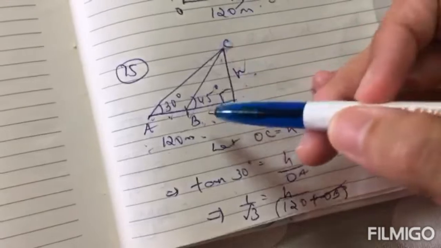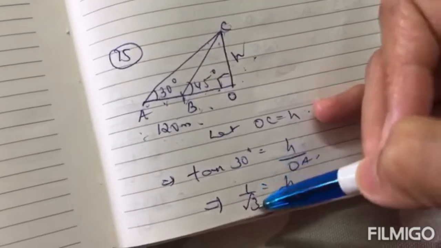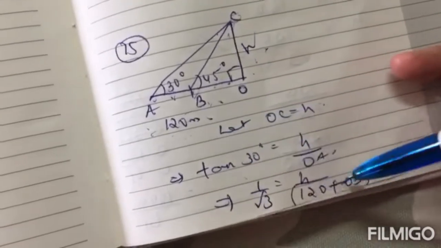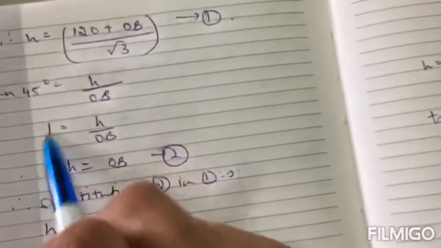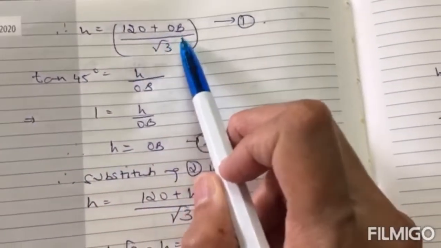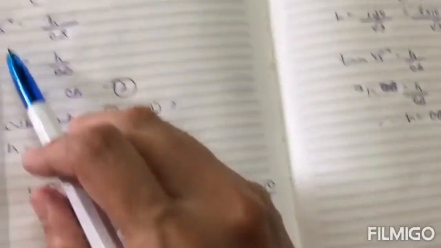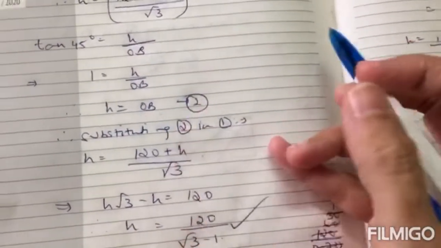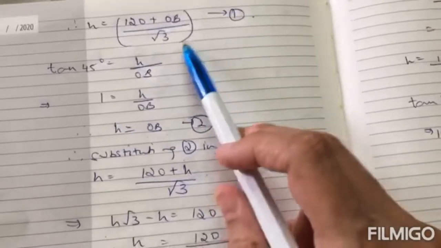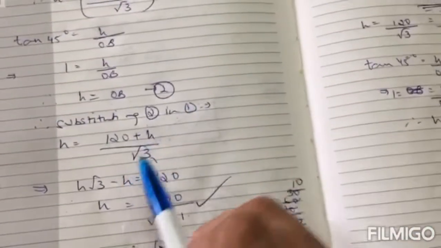So tan 30 is equal to h divided by OA. Tan 30 is 1 by root 3, so 1 by root 3 equals h divided by OA. OA can be written as 120 meters plus OB, correct? Therefore, you get h is equal to 120 plus OB divided by root 3. For the second triangle, tan 45 is equal to h divided by OB. We know that tan 45 is equal to 1. So 1 equals h by OB. Therefore, h is equal to OB. Now substituting the second equation in the first equation, you get h is equal to 120 plus h divided by root 3.